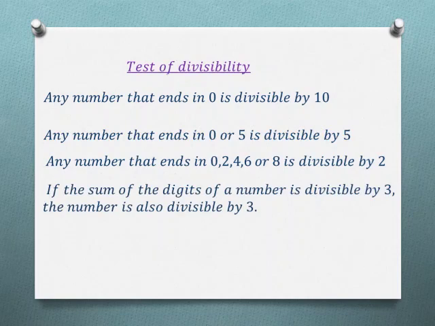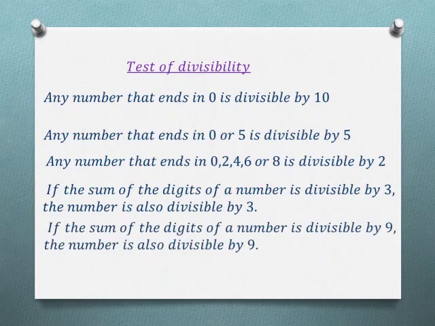If the sum of the digits of a number is divisible by 3, the number is also divisible by 3. For example, take 63. 6 plus 3 is 9, and 9 is divisible by 3. One more number, 123. Sum of the digits means 1 plus 2 plus 3, it will give you 6. 6 is divisible by 3. Like that you have to check.